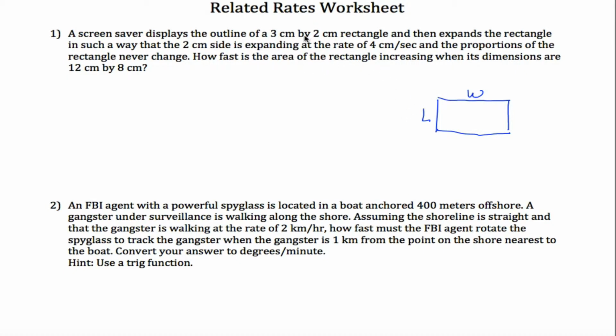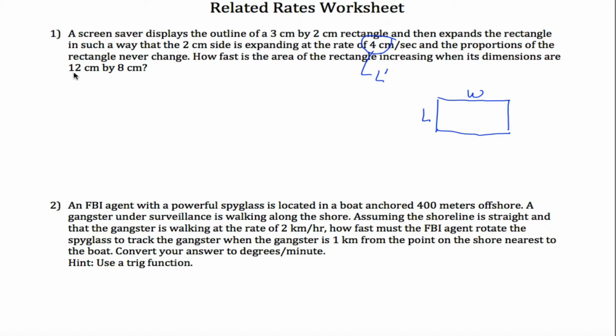And what it says is there's a 3x2 rectangle, and it expands in such a way that the 2 centimeter side, which is what I'm calling L, is expanding at a rate of 4 centimeters per second. What that tells you is that this 4 right here is L prime. The proportions of the rectangle never change. That's an interesting statement that I'll get back to in just a minute. How fast is the area of the rectangle increasing? So it's asking for A prime when its dimensions are 12 by 8.